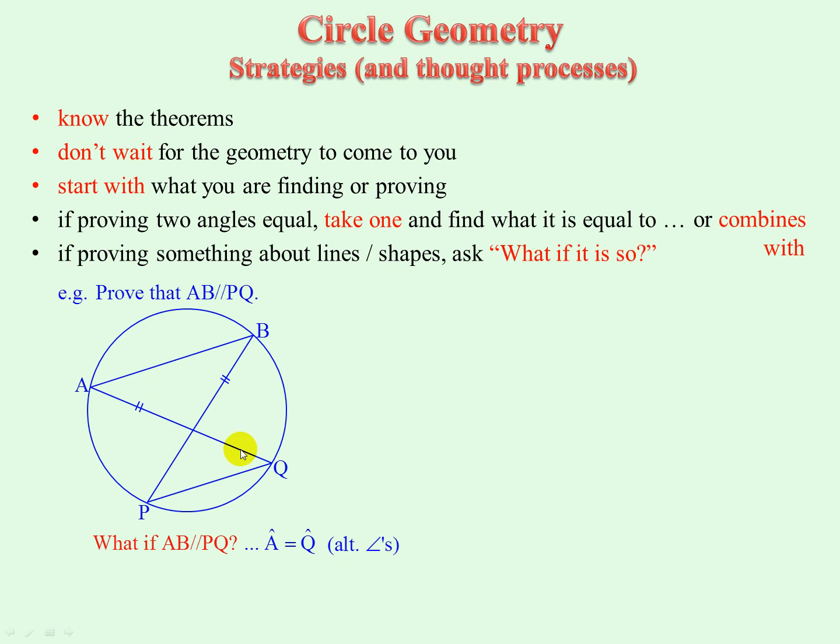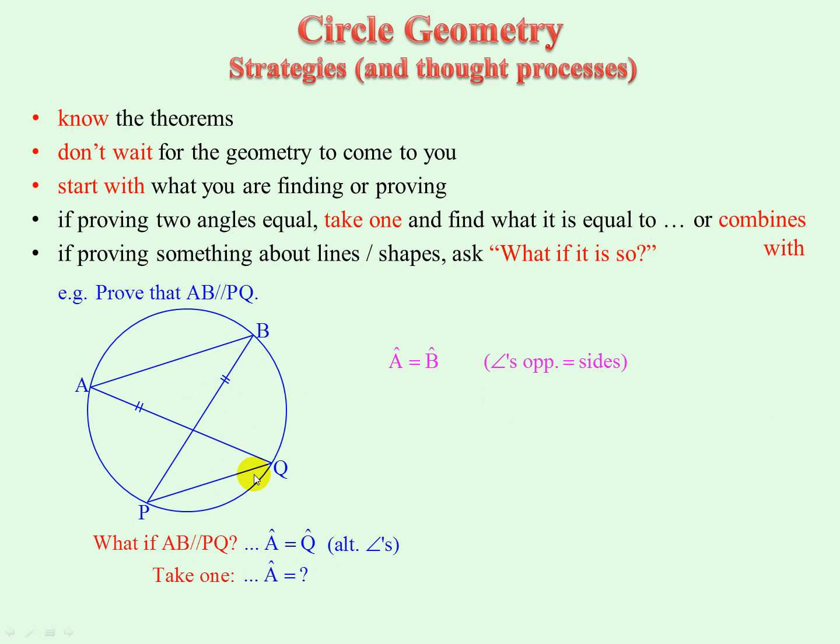Well, A would equal Q because they're alternate angles. So therefore, I'm going to try to prove that A equals Q. So I'm going to take A. What is A equal to? Well, have a look. There's the isosceles triangle. So A1 equals A equals B. Angles opposite equal sides of an isosceles triangle.